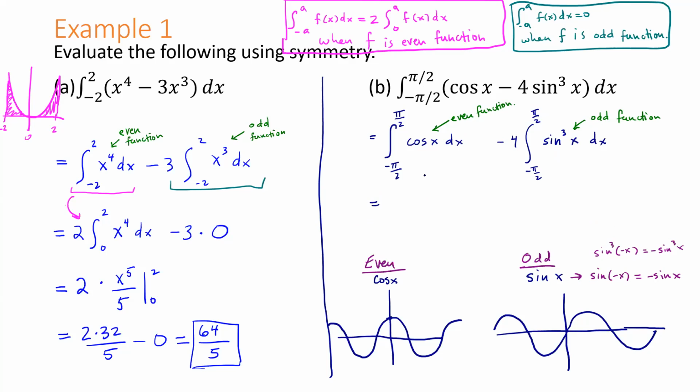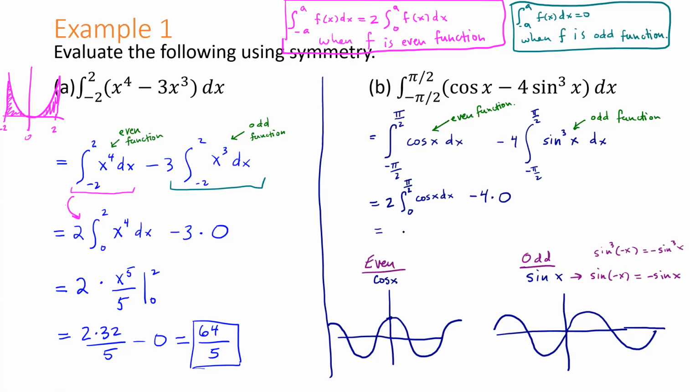So now I'm going to use the even function rule, which says the integral from negative pi over 2 to positive pi over 2 will be 2 times the integral from 0 to pi over 2. And then the odd function rule is that the integral from negative pi over 2 to positive pi over 2 for an odd function will just be 0. So that makes it easy here.